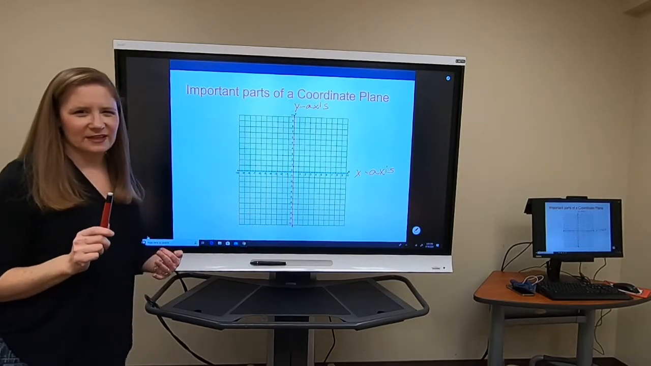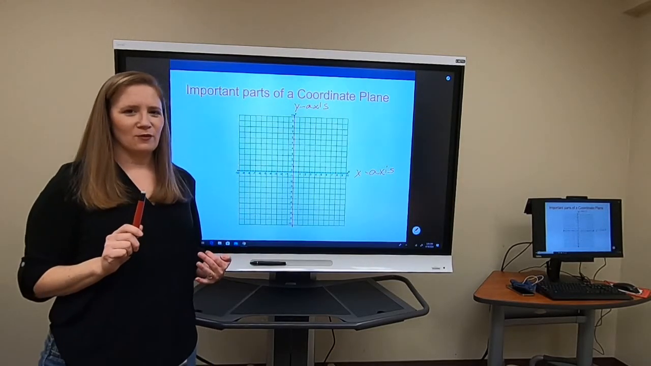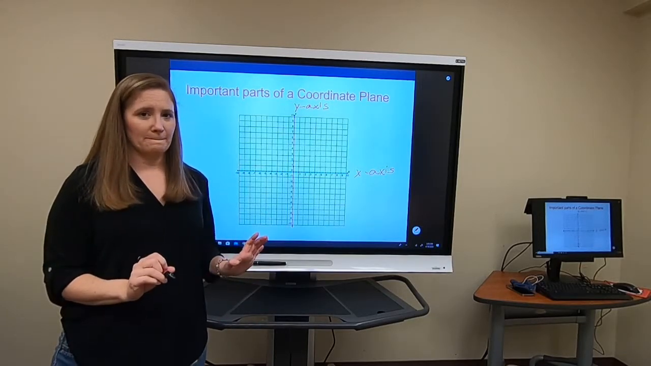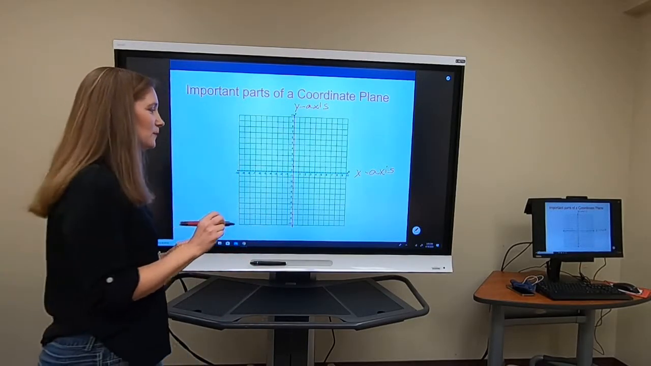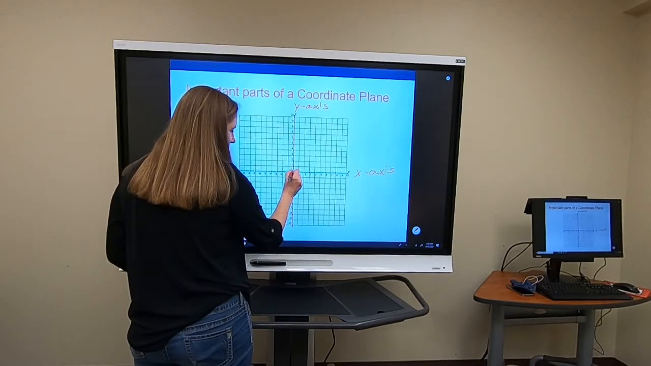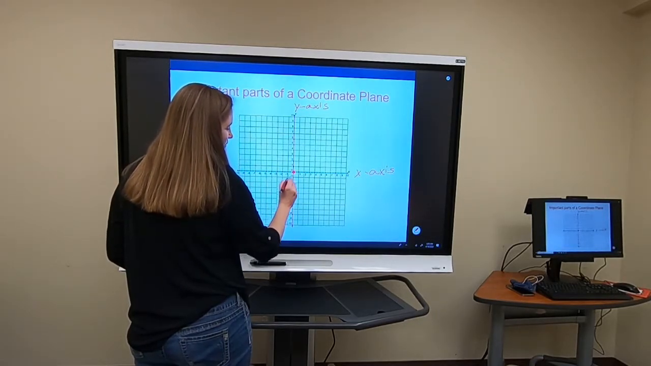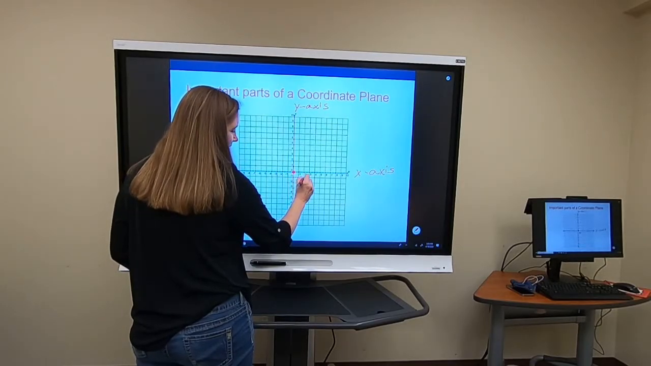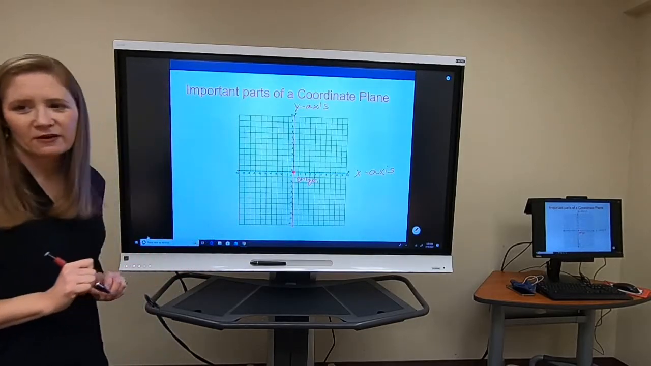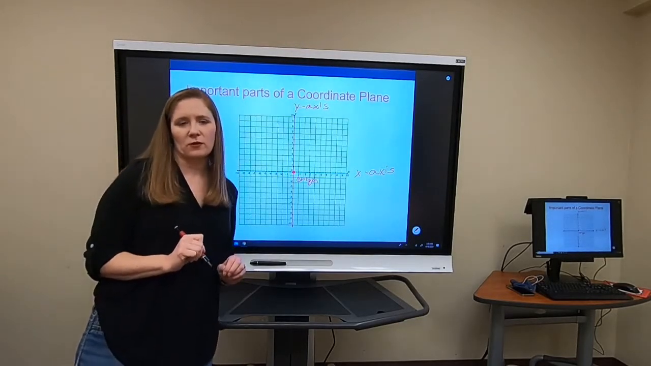Now think again back to what we were just doing. What was something else that I said was really, really important? I hope you remember that it was this point right here. And I hope you remember that we said that we call that point the origin. Very, very important as we move through coordinate plane.